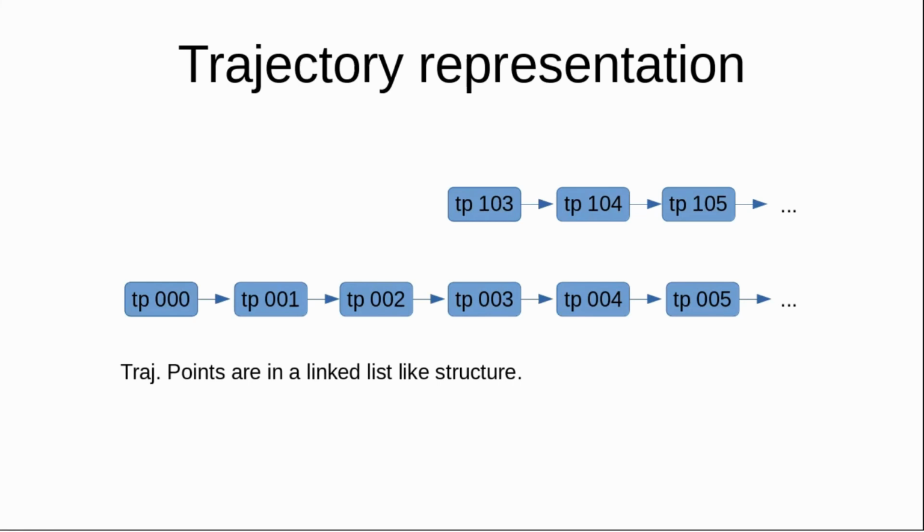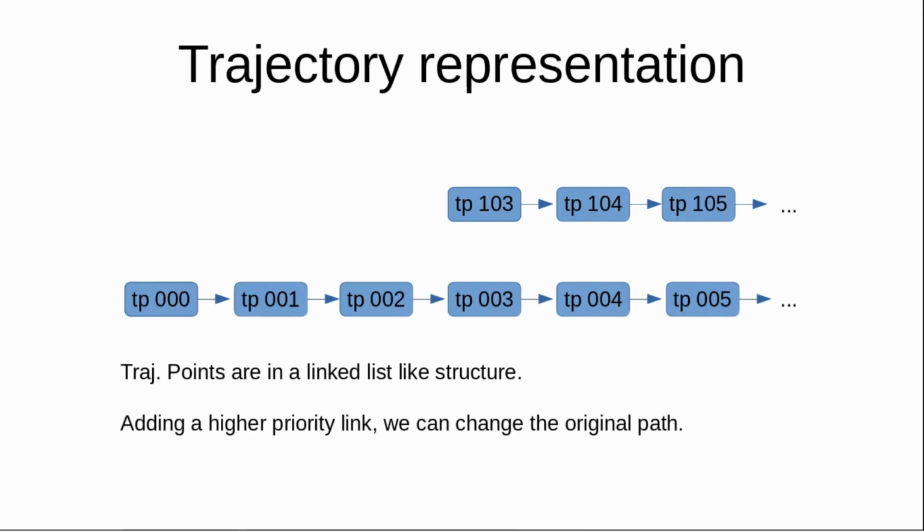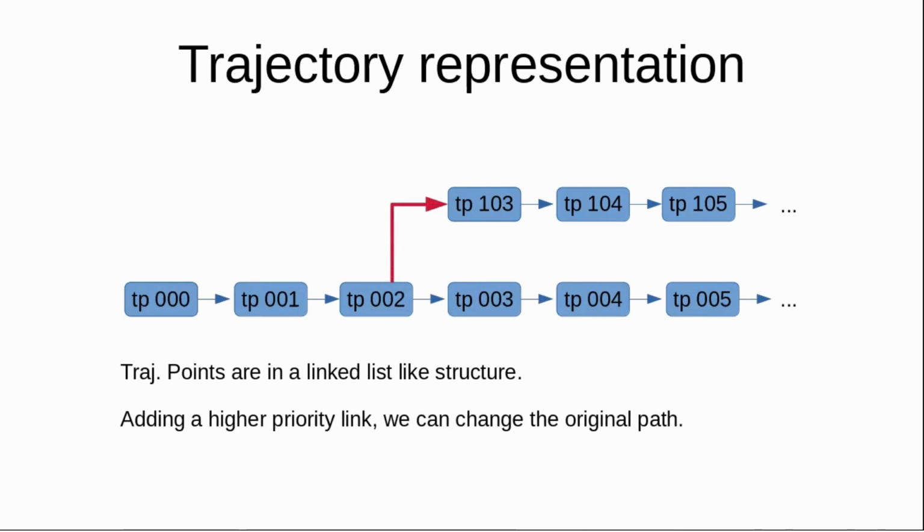As mentioned, the trajectory is represented as a sequence of trajectory points. It can be imagined as a linked list. And we can also add higher priority links, and in this way we can change the original path. So it's good for changing between alternative trajectories, for example.